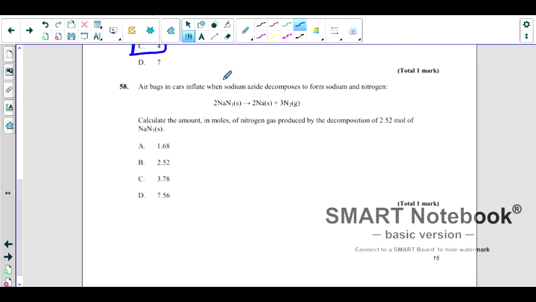Airbags in cars inflate when sodium azide decomposes to form this equation. Calculate the amount in moles of nitrogen gas produced by the decomposition of 2.52 moles of NaN3. Equation is given, a very simple one. We want the moles of nitrogen gas. So it's not 2:2, it's 2:3. It's just one reactant, so no need for a limiting reactant. 2 is giving you 3. So 2.52 will give you how much?